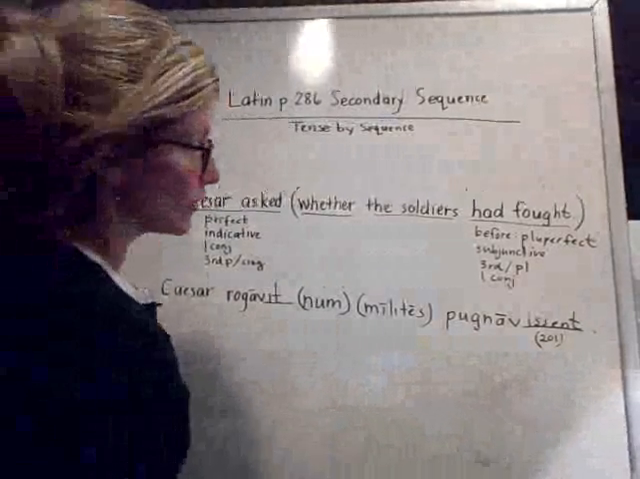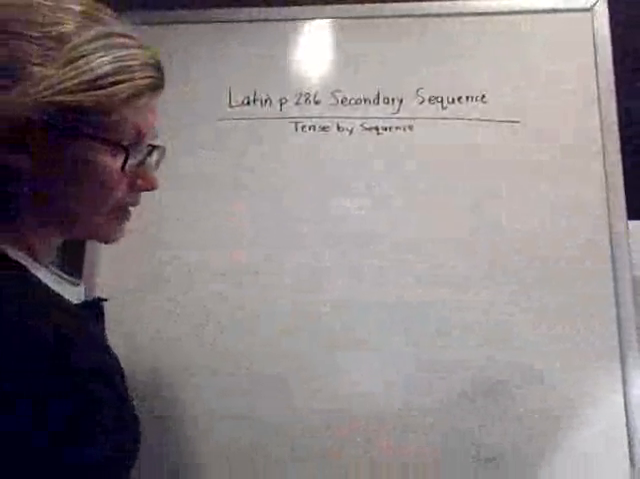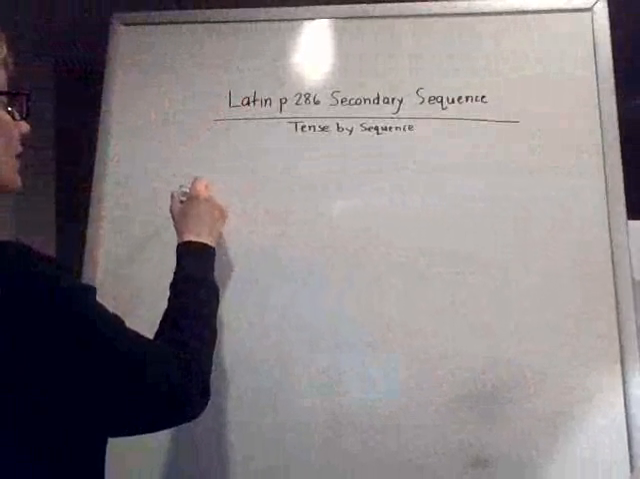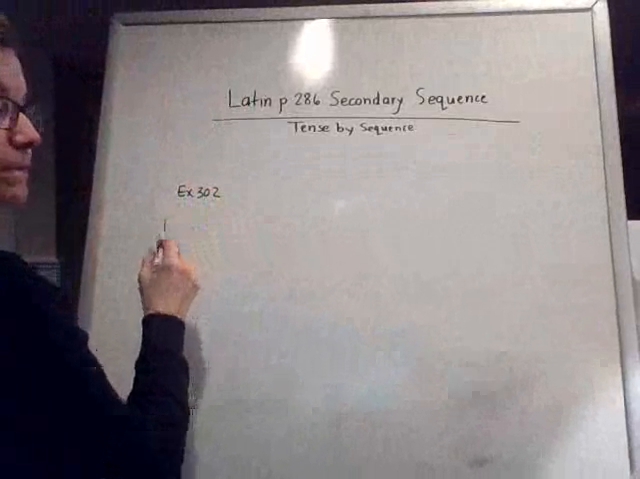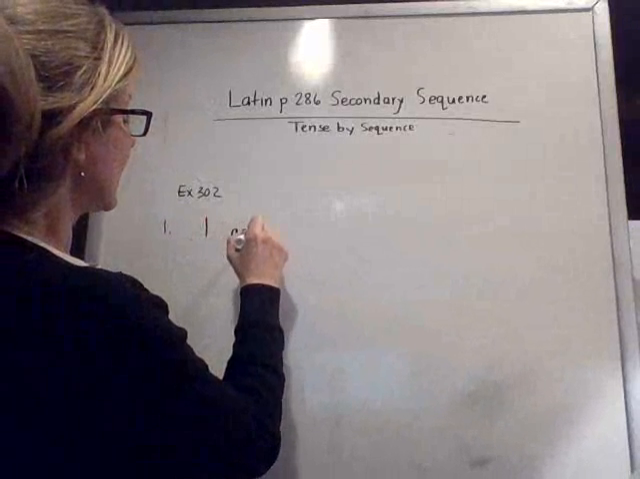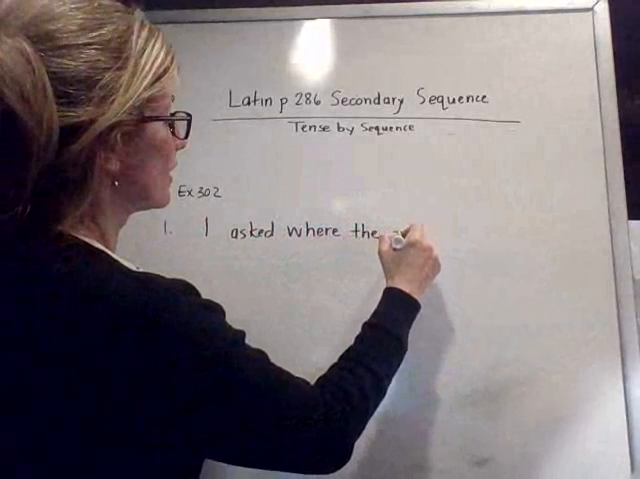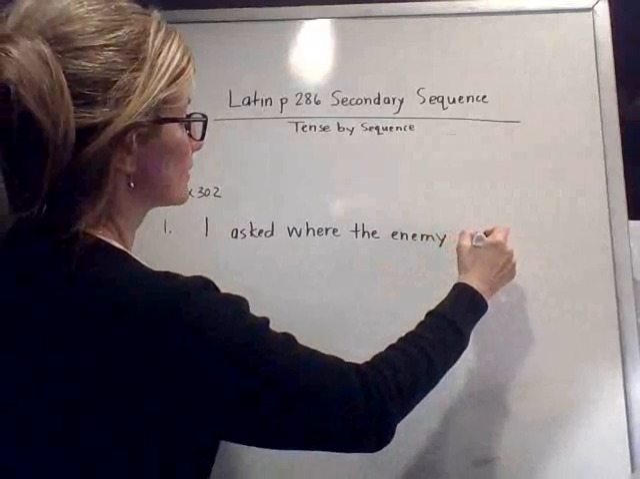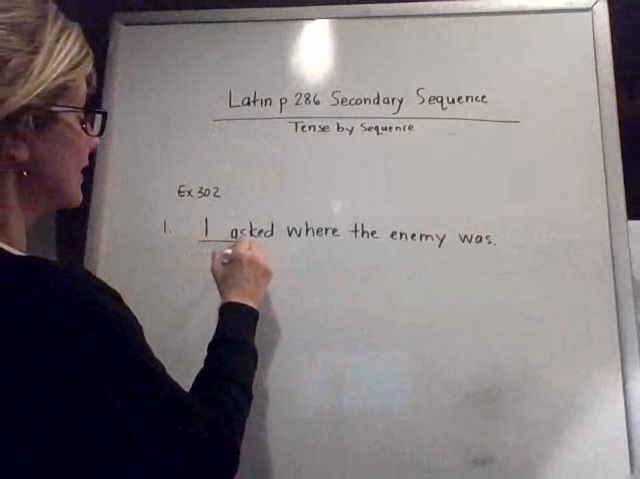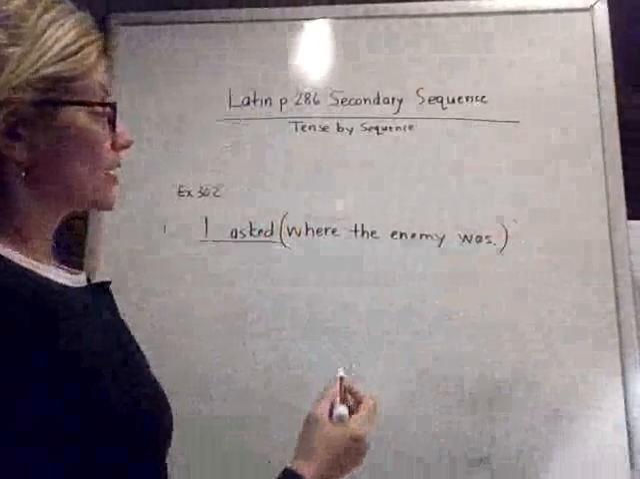Let's do one more example. And this is going to be from the exercise that you have for this week. This is exercise 302, number 1. And it says, I asked where the enemy was. I asked where the enemy was. Okay, so first of all, we see I asked. That is the main clause, and where the enemy was is the subordinating clause.